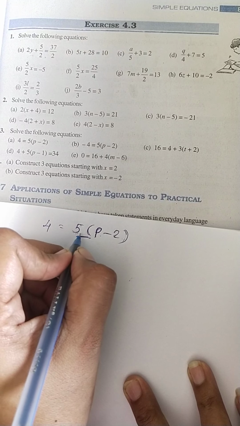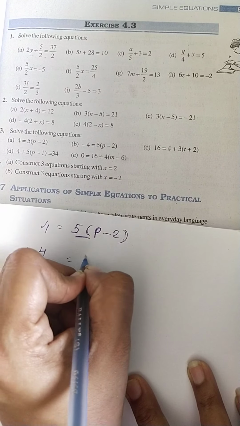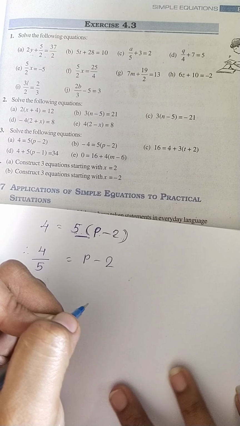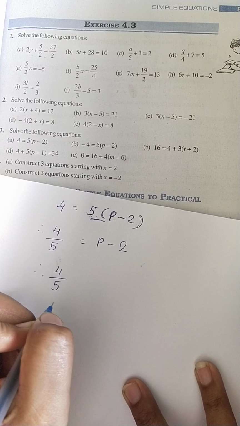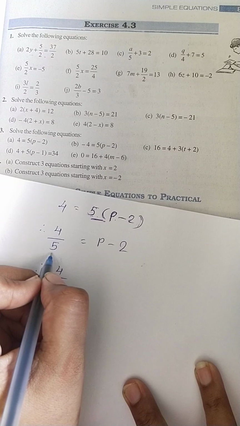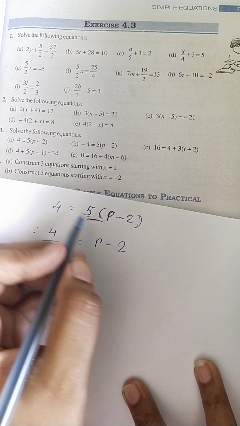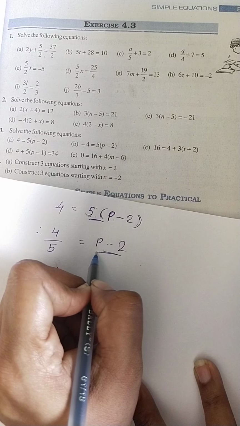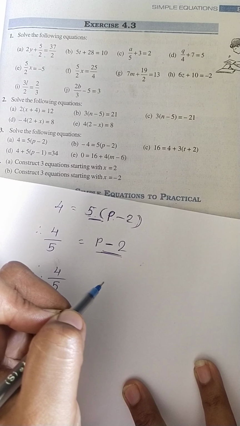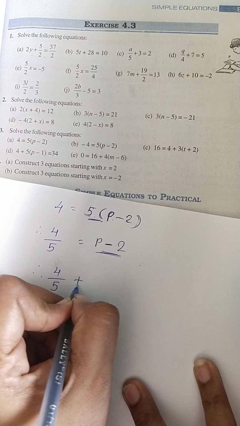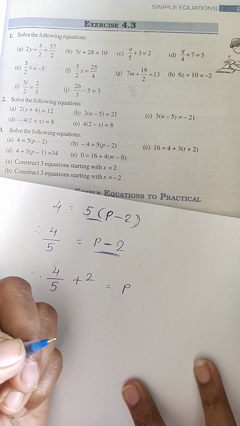Yes, multiplication. It means side change, sign change. It will be 4 upon 5 is equal to p minus 2. Okay, again 4 upon 5. Any cancellation we can do over here? No, we can't do any cancellation. Okay. Now, what is the relation with the p and negative 2? Yes, it is over here. Negative, minus, so side change, sign change, it will be plus, is equal to p.